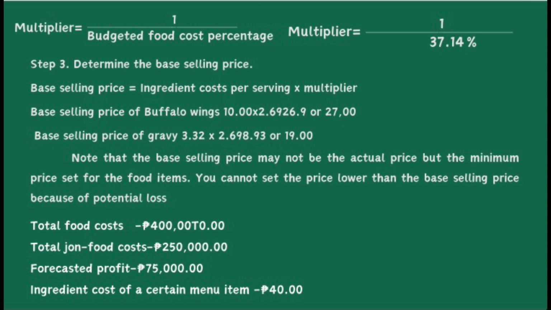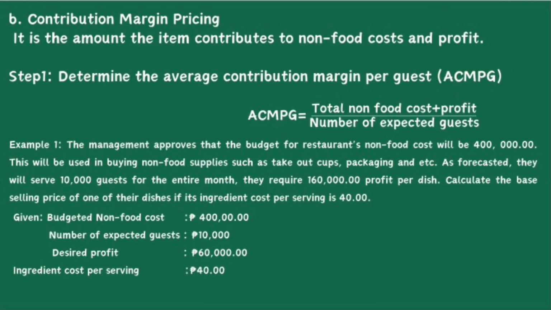Total food cost 400,000 pesos. Total non-food cost 250,000 pesos. Forecasted profit 75,000 pesos. Ingredient cost of certain menu item equals 40 pesos. Next, contribution margin pricing. It is the amount the item contributes to non-food cost and profit.